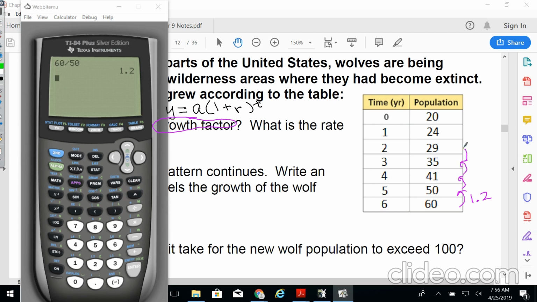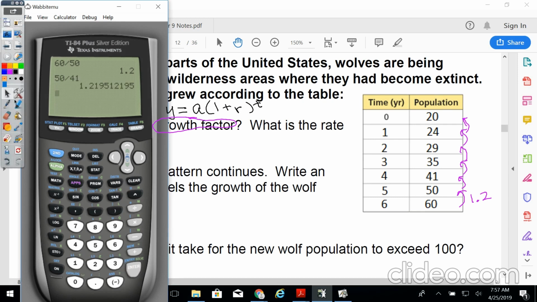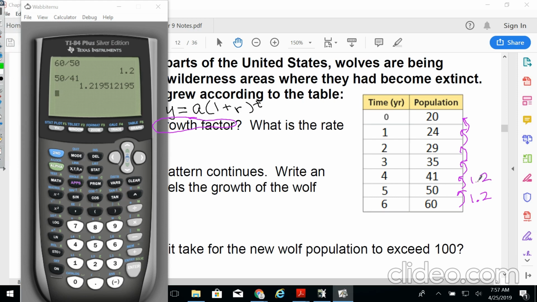Now, because this is a word problem, an actual situation, these aren't going to be exactly the same, but they'll be pretty close. So if we divide all the other ones, I'm just going to do a few here. You can do the rest in your calculator. 50 divided by 41, we get approximately 1.21. That 9 is going to round it to 2. But again, the first part is pretty much the same as the other ones.